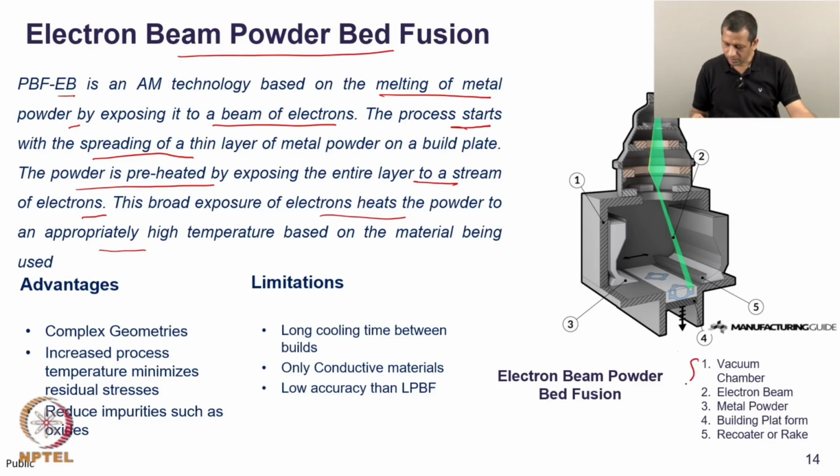The main parts of this setup are a vacuum chamber, of course, because we are using an electron beam for melting. We have the electron beam shown in green color. We have metal powder, which is the light gray color. We have a build platform like we had in the laser beam fusion process. We have a recoater.